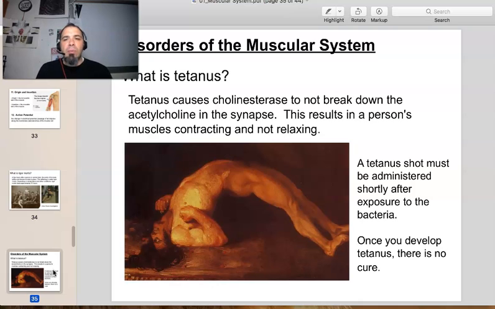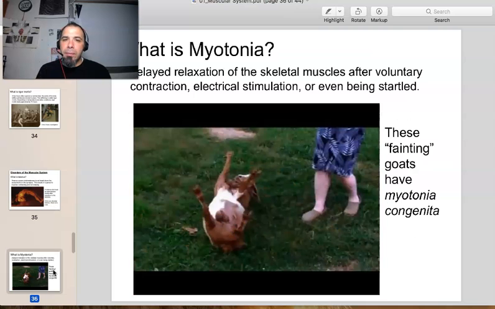And some other disorders in the muscular system, we got tetanus. Some of you probably gotten a tetanus shot before, but what tetanus causes is the cholinesterase, the enzyme, to not break down the acetylcholine. And so essentially, your muscles contract and they don't relax because that bacteria, the neurotoxin, yes, it's a neurotoxin, affects the synapse. That's why you have to get a tetanus shot every once in a while. Once you get tetanus, there's no cure. It usually starts in your jaw. For whatever reason, lockjaw occurs and then it'll spread.